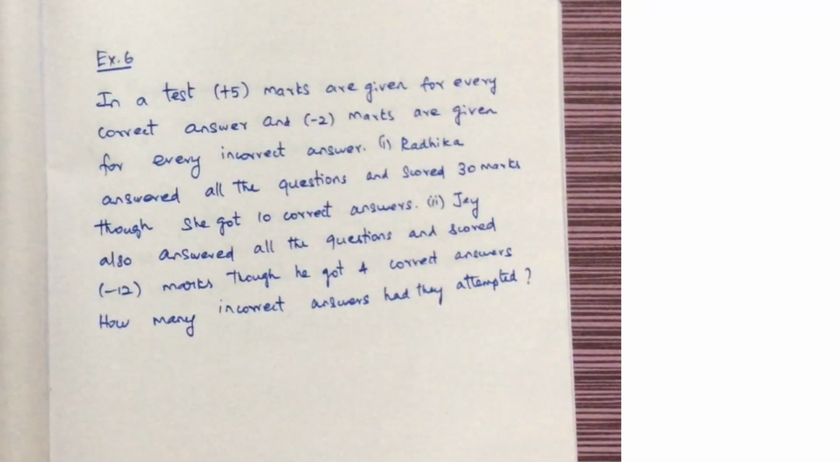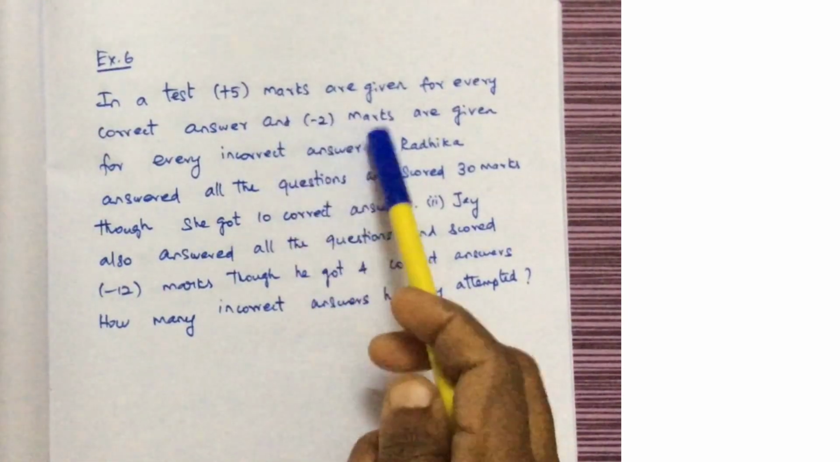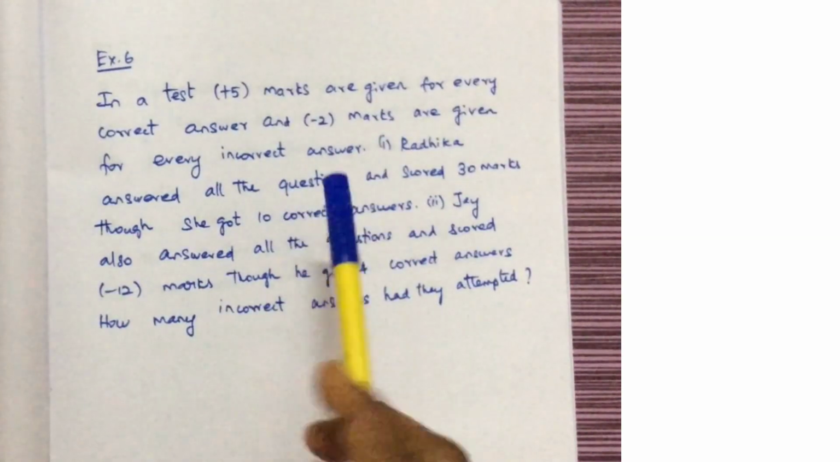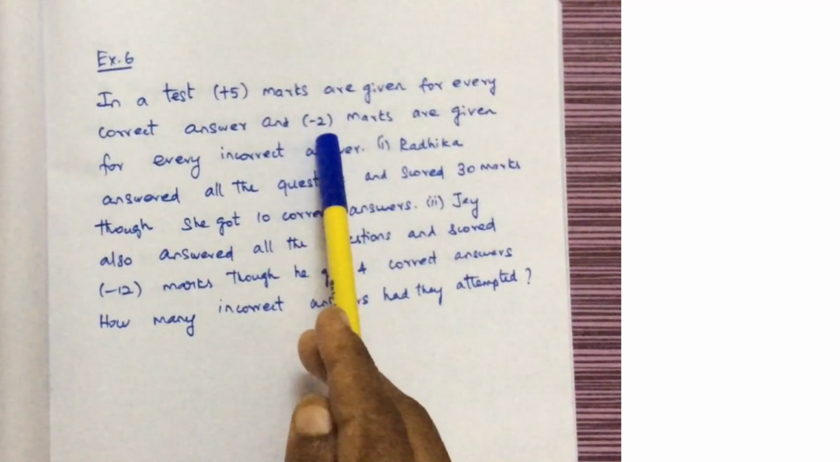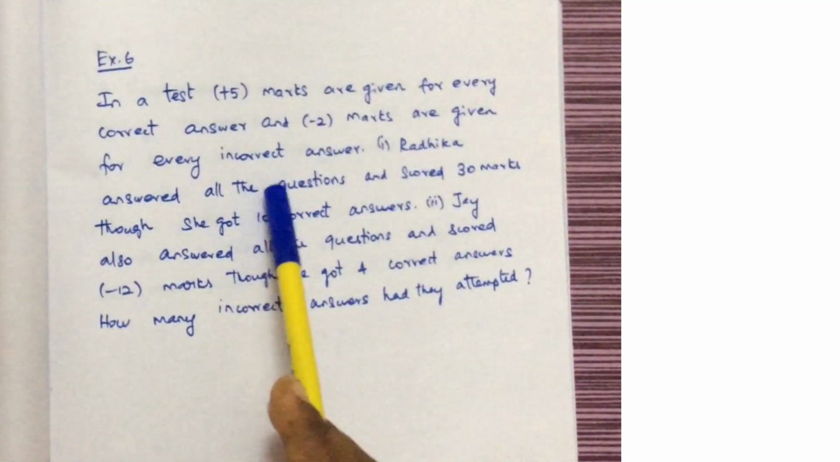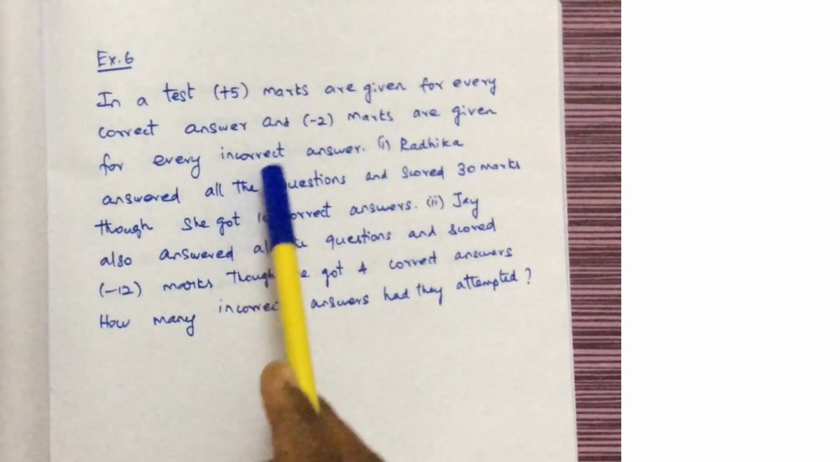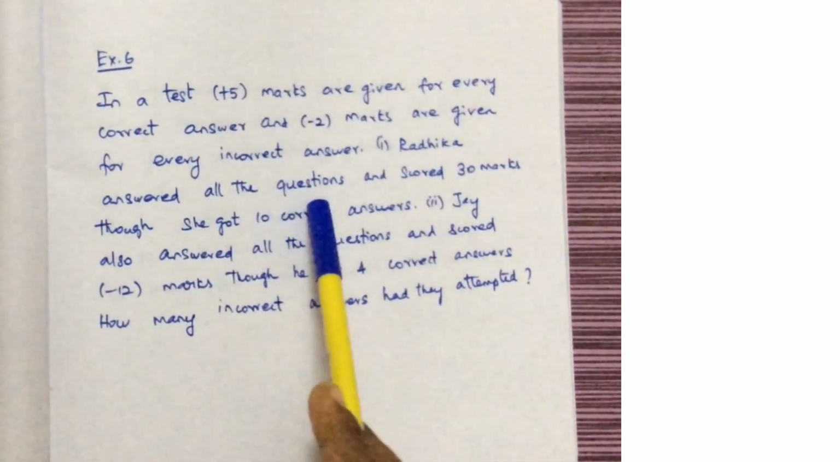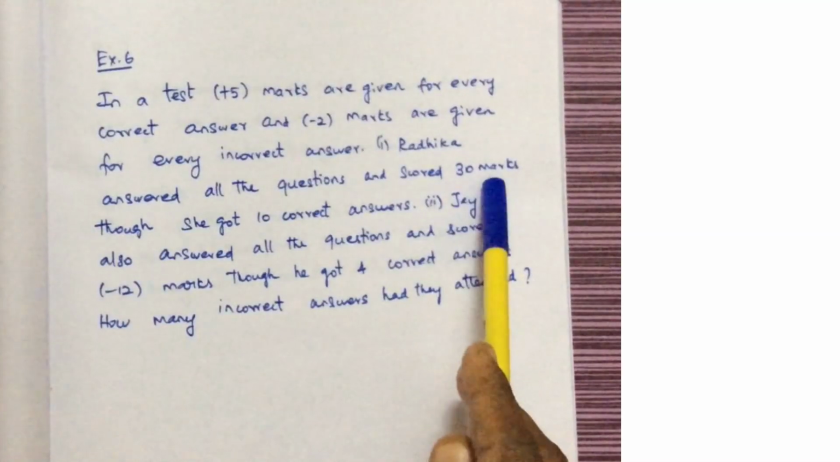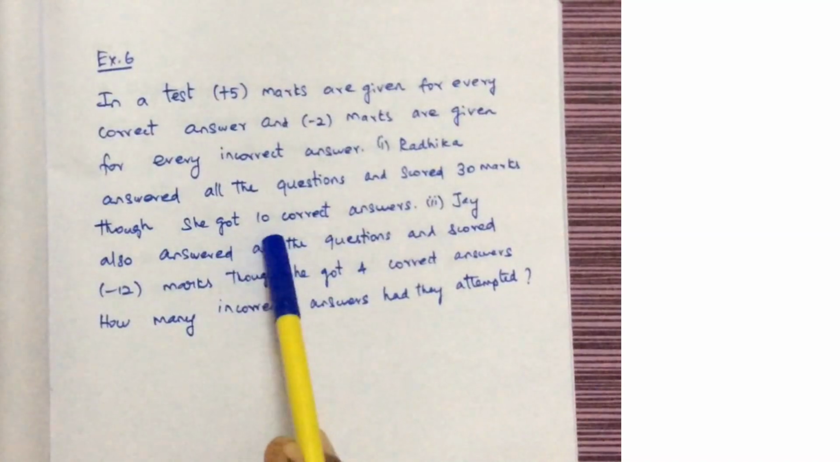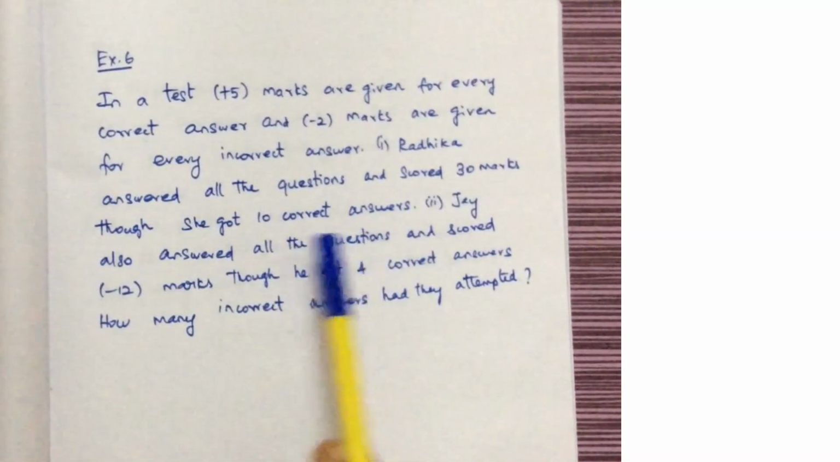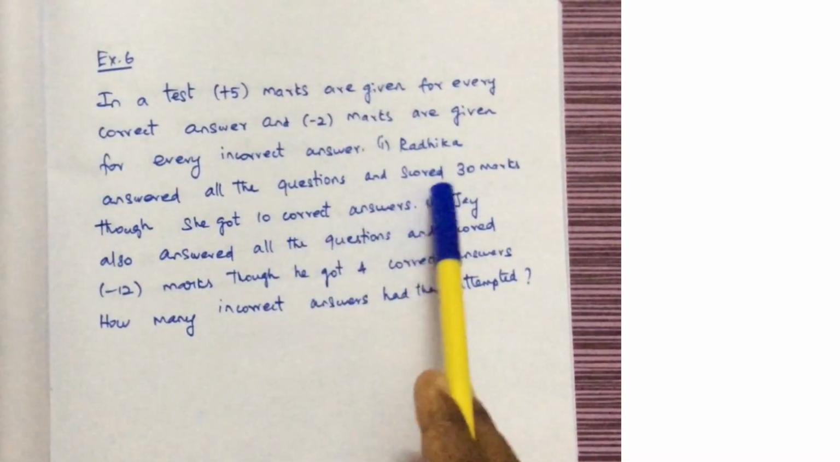Okay, now we will solve example 6. In a test, 5 marks are given for every correct answer and minus 2 marks are given for every incorrect answer. So plus 5 is for a correct answer. Minus 2 means 2 marks are reduced for every wrong answer. Radhika answered all the questions and scored 30 marks, so this is the total score, though she got 10 correct answers.